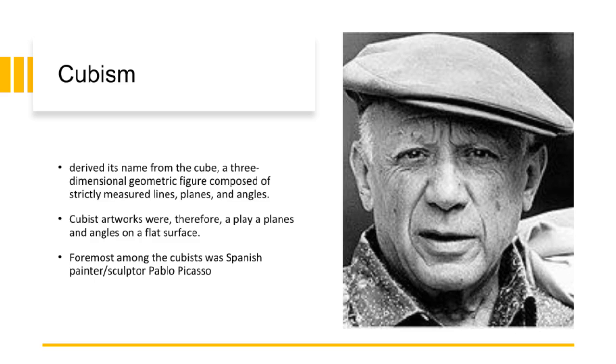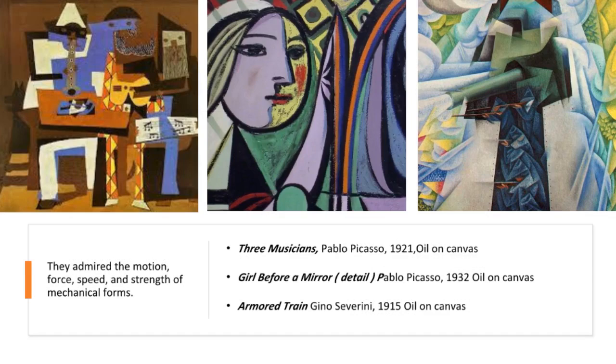In earlier styles, subjects were depicted in a three-dimensional manner, formed by light and shadow. In contrast, the cubists analyzed their subjects' basic geometrical forms, and broke them up into a series of planes. Then, they reassembled these planes, tilting and interlocking them in different ways. They admired the motion, force, speed, and strength of mechanical forms.